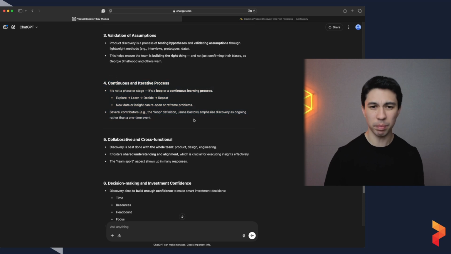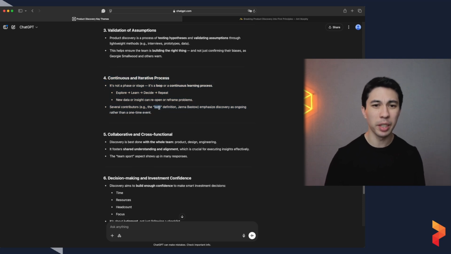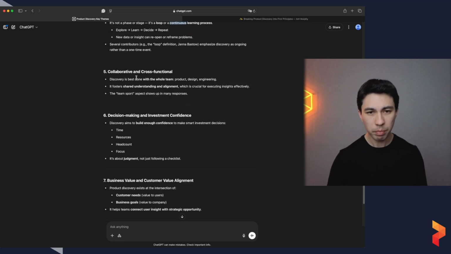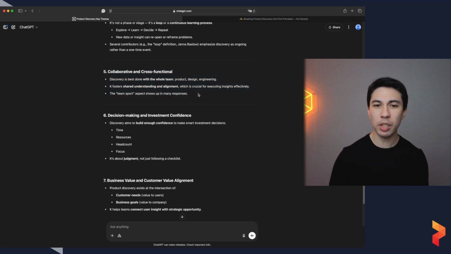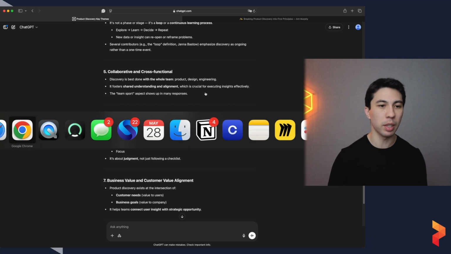Continuous process, totally, that came up a lot. Loop was mentioned a few times as well. Continuous was mentioned a few times. Cool. Collaborative and cross-functional was actually something that I hadn't highlighted yet. It definitely is. It wasn't something that a lot of people called out, although it says team sport shows up in many responses. Let's have a look at that.